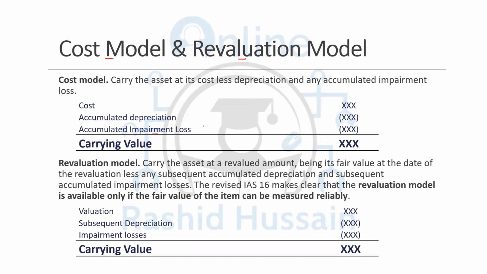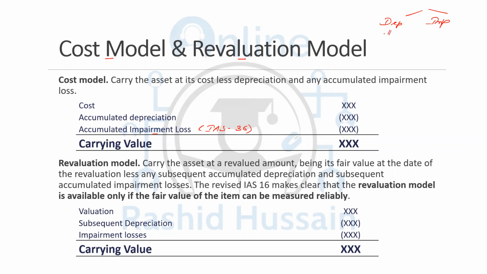Now, although there is a separate standard for understanding impairment, which is IAS 36, here I'm going to give you a flavor of what impairment is, in order to understand why we are deducting it from the cost of the asset. There's a common thing between depreciation and impairment. Both are actually a reduction in the value of the asset, because we are deducting the depreciation and the impairment from the cost of the asset.